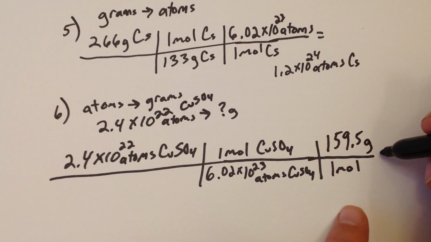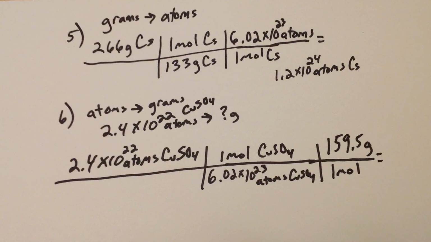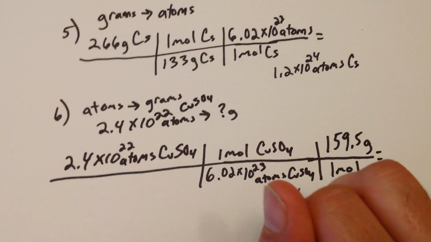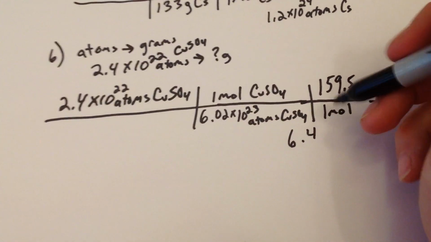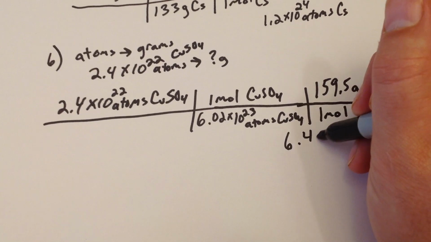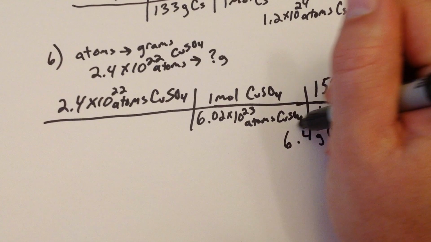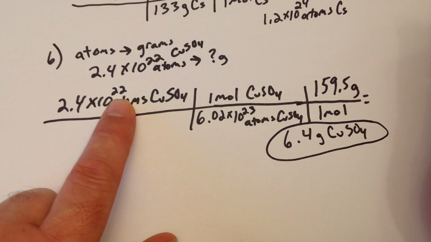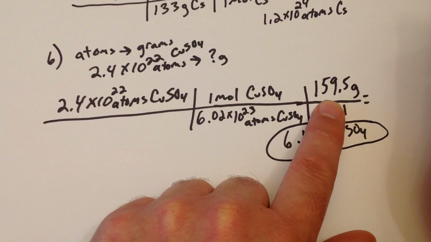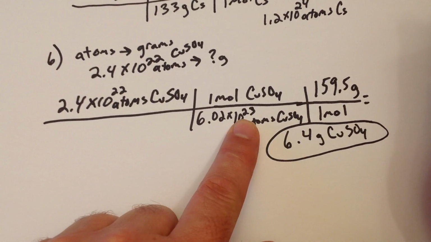And when you just round this to 2 sig figs at the end, your final answer is simply 6.4. Try to raise that up some, keep the camera from shaking. 6.4 grams of CuSO4 would be your final answer. Now let's talk about how I got that answer. I said 2.4 EE22 times 159.5 divided by 6.02 EE23.